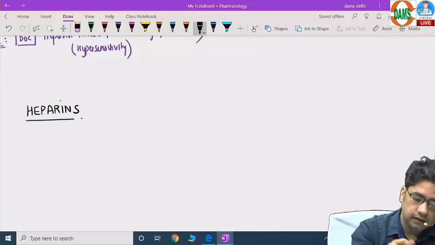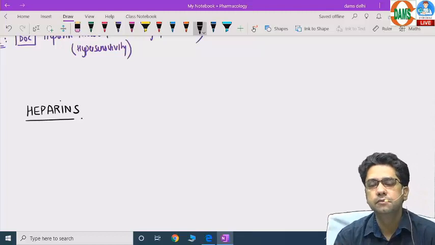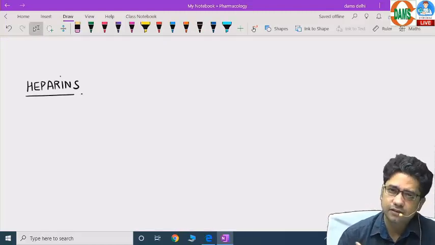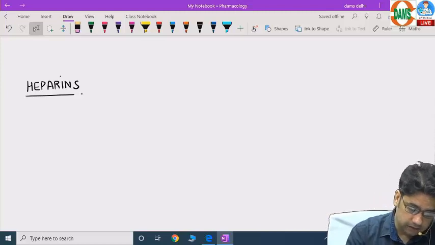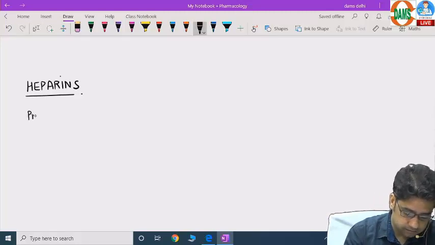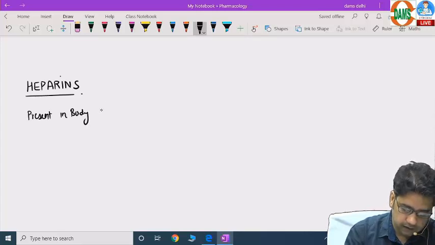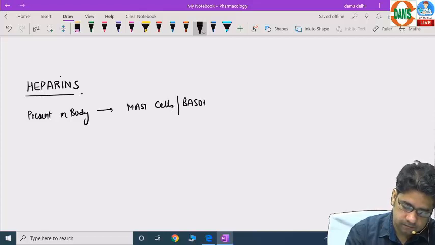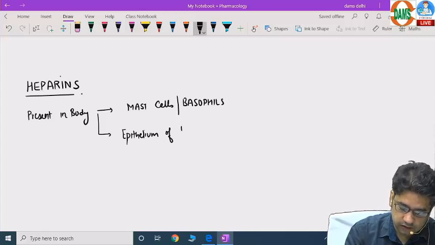Okay. Now, first we will write the normal things about heparin. Is heparin present in our body? Yes. Normally heparin is present in our body. It is present in mast cells or basophils, and it is attached on the epithelium of lung and intestine.